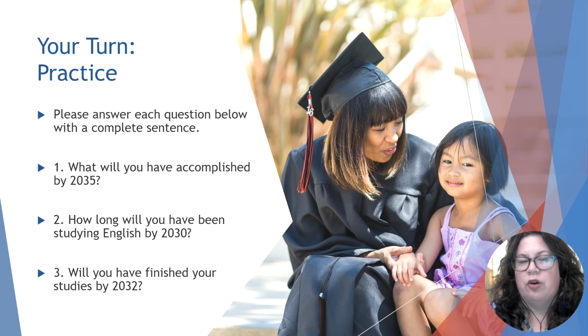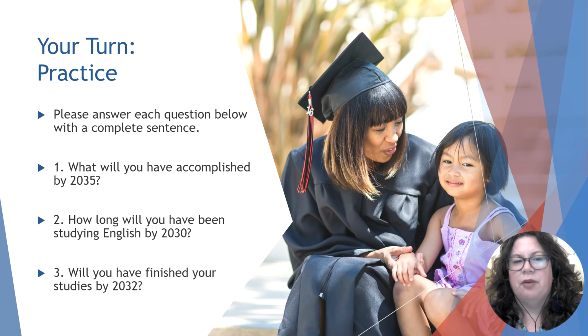All right, let's do a very quick practice. Please answer each question below with a complete sentence. Number 1, what will you have accomplished or achieved by 2035? So imagine yourself thinking ahead. The year is 2035. What have you achieved or accomplished? Complete sentence. Use that grammar point for me. Do I want future perfect or future perfect progressive here? Now, because we have the verb accomplished, that's finished action, which means we want future perfect. So think about an answer for this one.